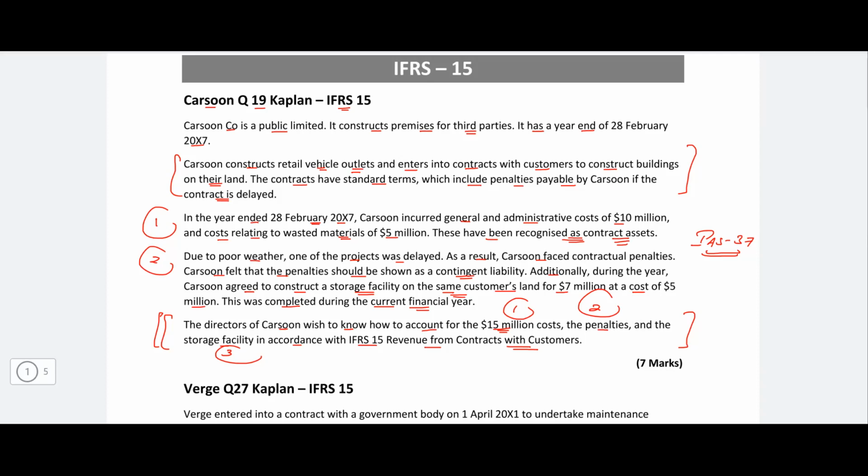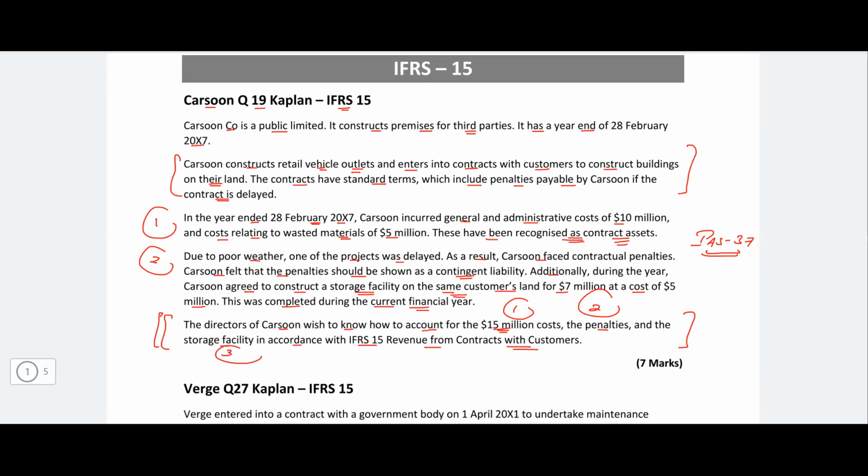So here, additionally, during the year, Carsoon agreed to construct a storage facility on the same customer's land for 7 million at a cost of 5 million. So this is a separate performance obligation. This is a distinct performance obligation. This is an additional contract that the business is having.